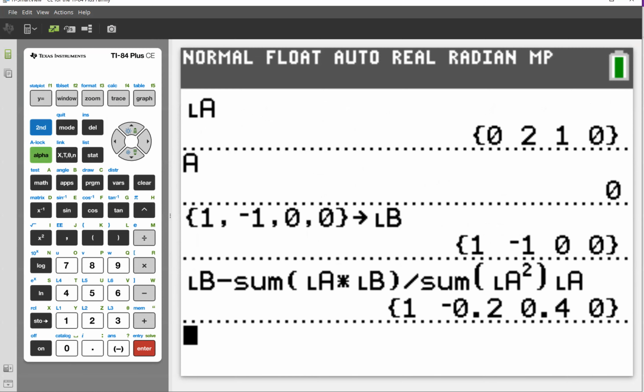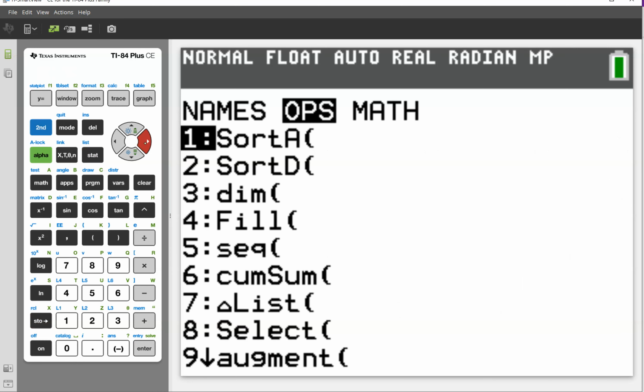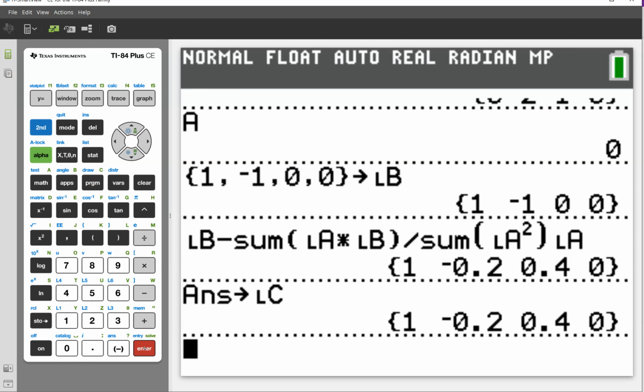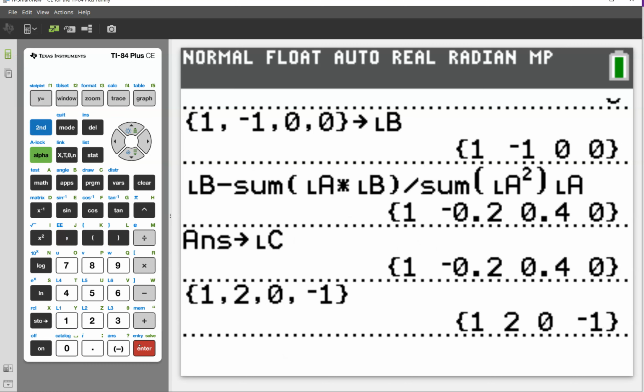I'm going to store this one as well. So let's store it as, I've already got B. Yeah, let's use C. It's fine. I didn't really need to store list B before. All right, so I have A and I have C. Our next vector was the 1, 2, 0, -1. So I'm going to be a little clever here. 1, 1, 2, 0, -1. And I'm just going to enter it so it's in the previous answer.